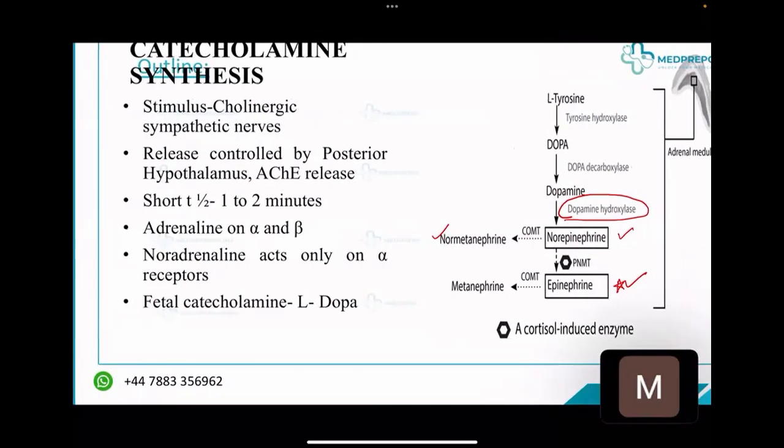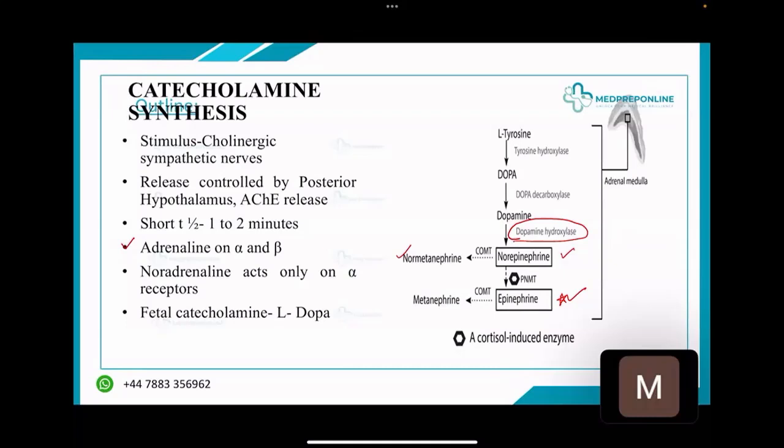Now, always remember, adrenaline or epinephrine acts on both alpha as well as beta receptors, whereas noradrenaline acts only on alpha receptors. And the major form of fetal catecholamine is L-DOPA.